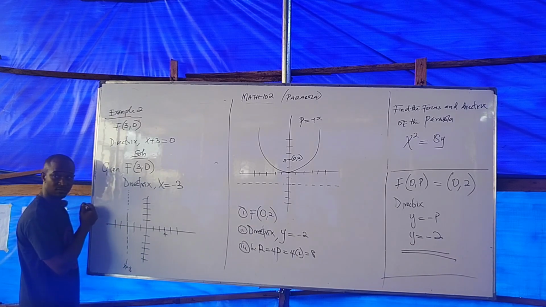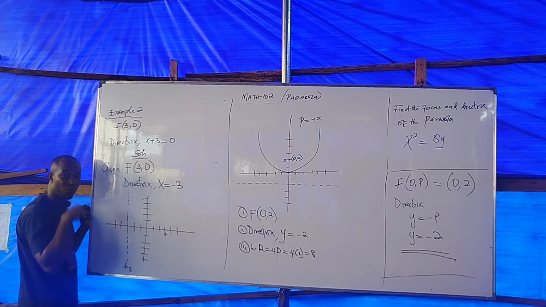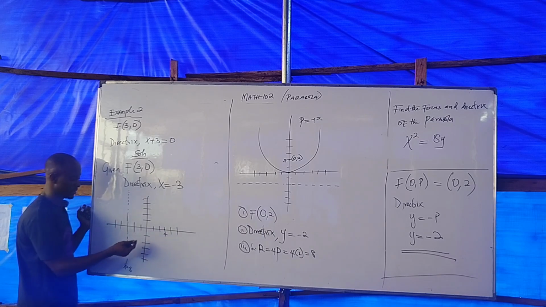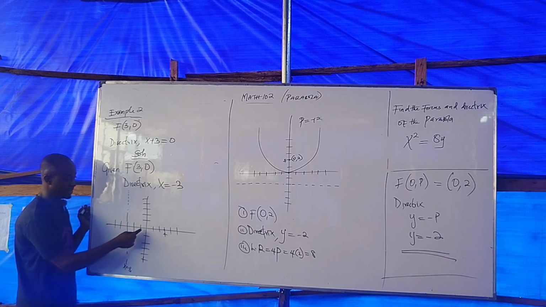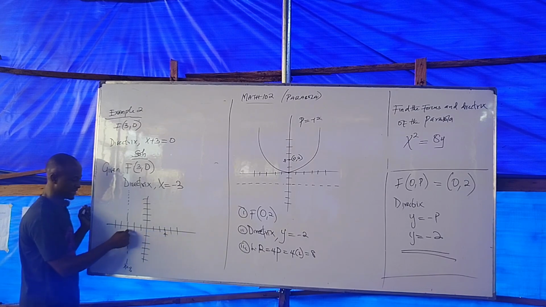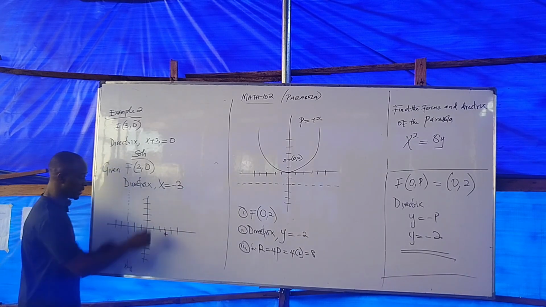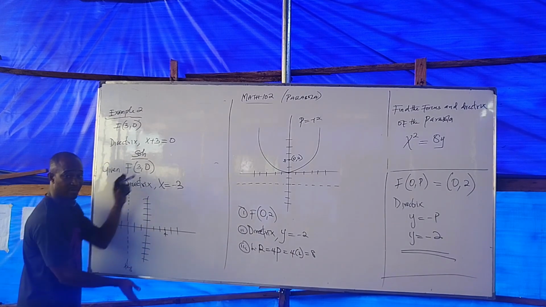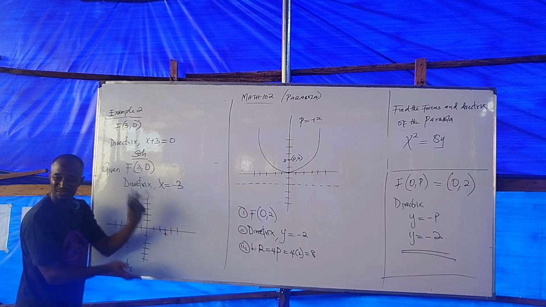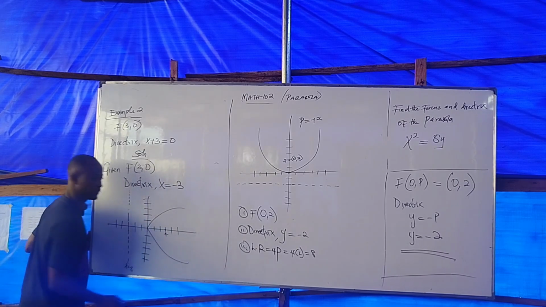Your vertex is always halfway between your focus and directrix. Counting from focus to directrix, 1, 2, 3, 4, 5, 6, halfway is 3, and that is the origin. Will the curve open this way or that way? It must enclose the focus, so I must come this way and enclose the curve.